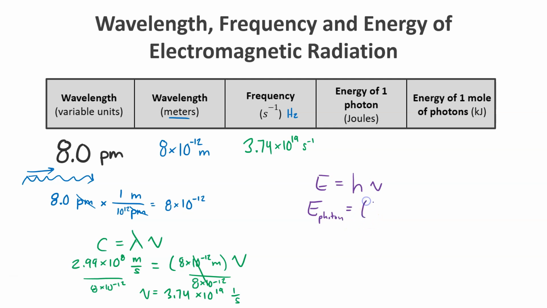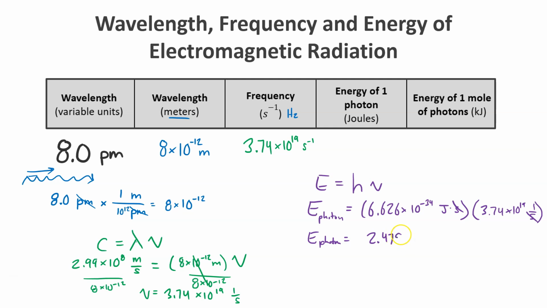Sometimes I like to label the E with E sub photon, just to help me remember what it is. Planck's constant is an insanely tiny number, 6.626 times 10 to the negative 34 joule seconds. And the frequency, of course, is that number in green that we just calculated, 3.74 times 10 to the 19th, 1 over seconds. All you got to do is simply multiply those two numbers. Notice how seconds are going to cancel off in the units and leave me with an energy of 1 photon in joules.